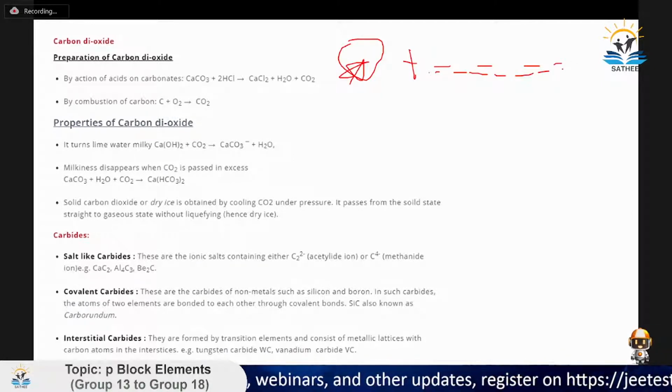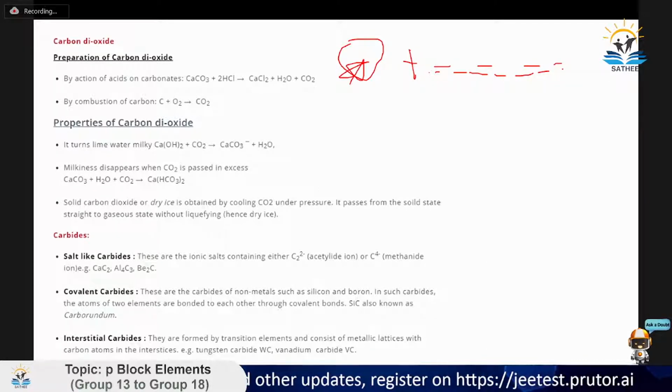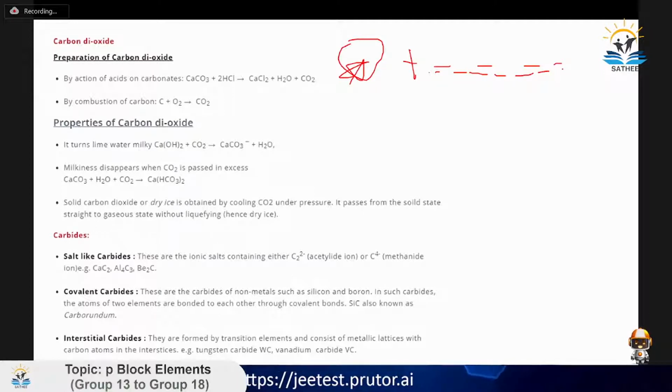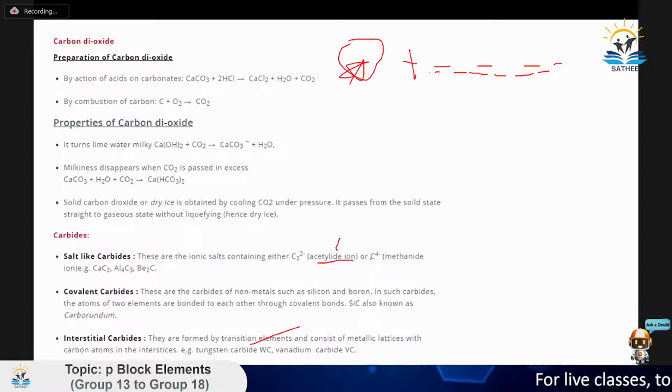Okay, the chain formations that we see in our organic compounds, the big chain formations, that is a property that starts from group 14, which is kind of obvious. Similarly, we have interstitial carbides, which are basically formed when a transition metal and a carbide ion, that is your acetylide ion, come together. That forms an interstitial carbide.